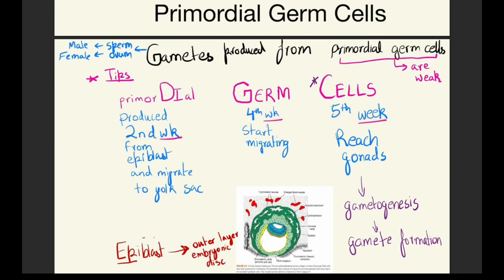So first we split the primordial germ cells into three components. First we have primordial. For the first word we have di in the name, and it is produced in the second week from the epiblast and migrates to the yolk sac. The second word is germ. In the fourth week they start migrating towards the gonads. And the last word is cells, and in the fifth week they reach the gonads where they undergo gametogenesis, which leads to gamete formation, which is sperm and ovum. And for epiblast, for now you should remember it is the outer layer of the embryonic disc.